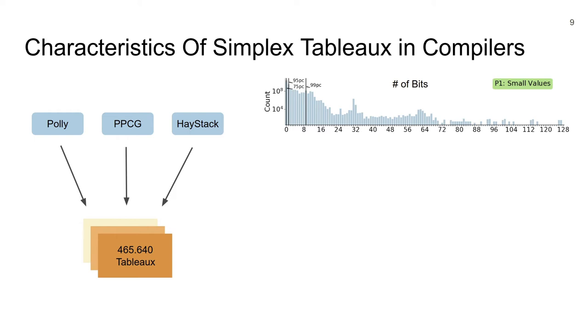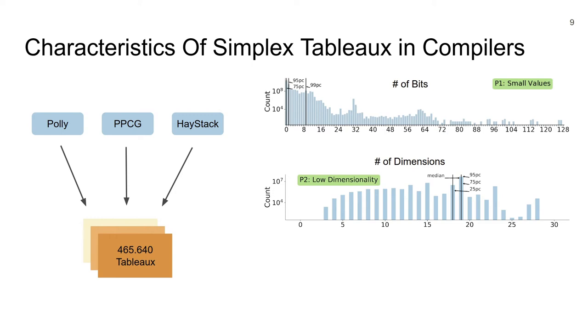Now let's look at how many dimensions a simplex tableau typically has. We see that all our problems use less than 28 dimensions, and we observe a median dimensionality of only 18 columns. Hence, the tableaus have typically low dimensionality.